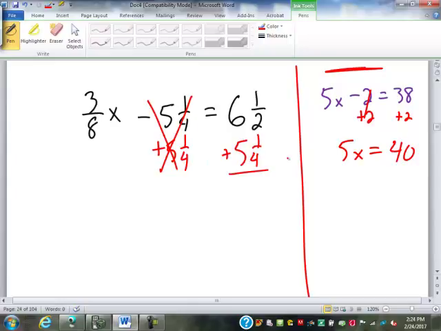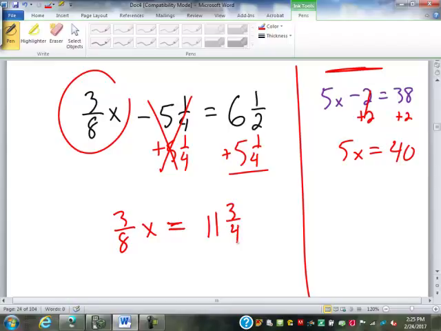So the process is exactly the same, it's just there's fractions involved. So we have the 3/8 x left over here. Now at this point, I'm going to do this in my head for us. 6 1/2 plus 5 1/4 is 11 3/4. I'm going to trust at this point you guys can add fractions, or you can use your calculator to add them if you need to. Over here on the right, what's our next step? Divide by 5. So we get x equals 8 over there.